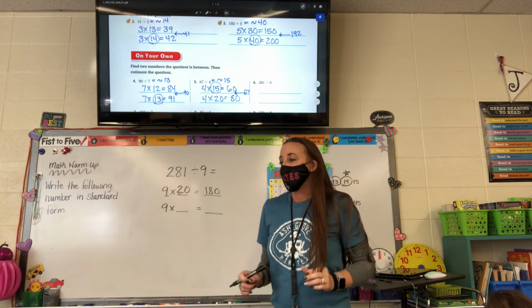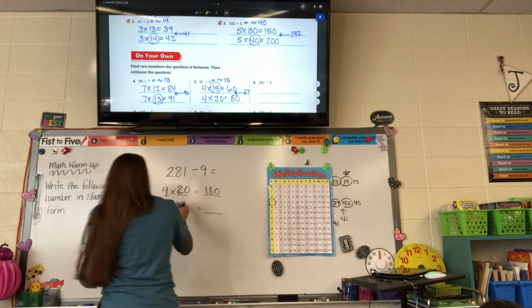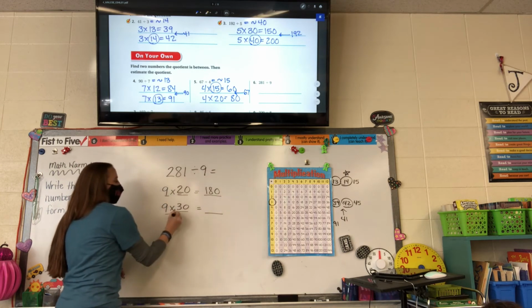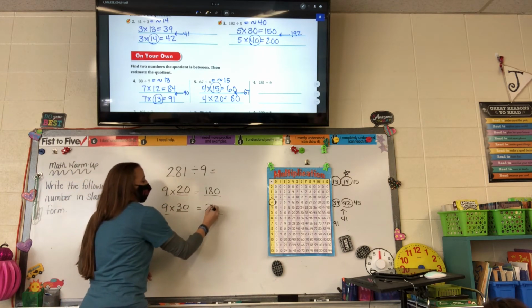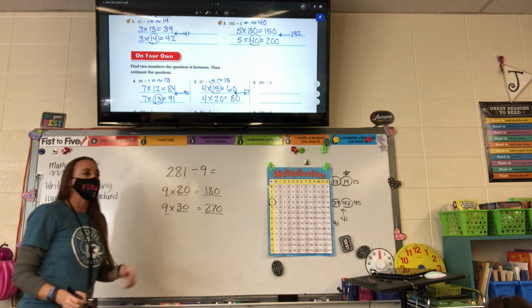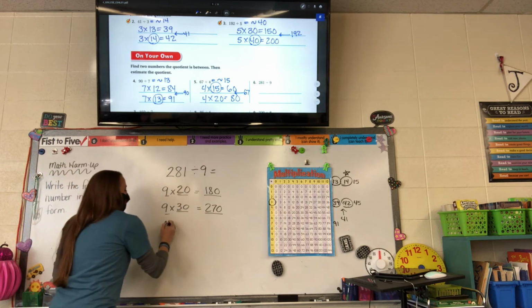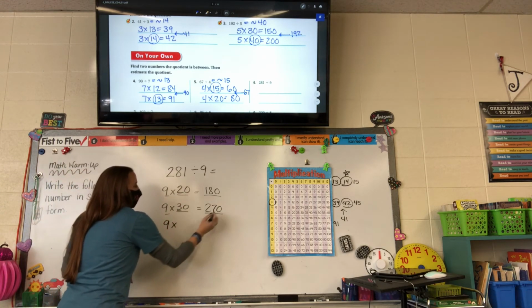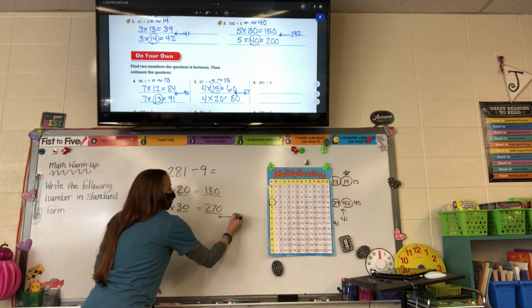Colin, 9 times 30, let's try it out. 9 times 3 is 27 with a 0 behind it. Bingo, we're getting close now. So we have to do another one because 270 is smaller.